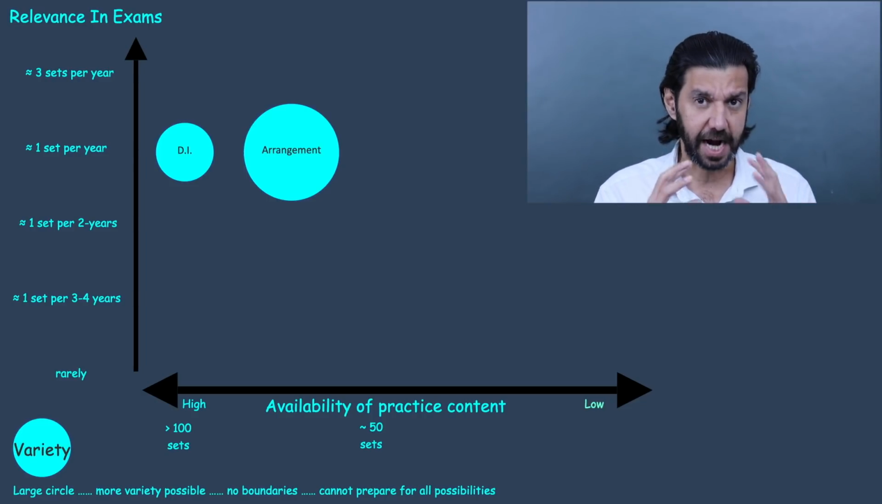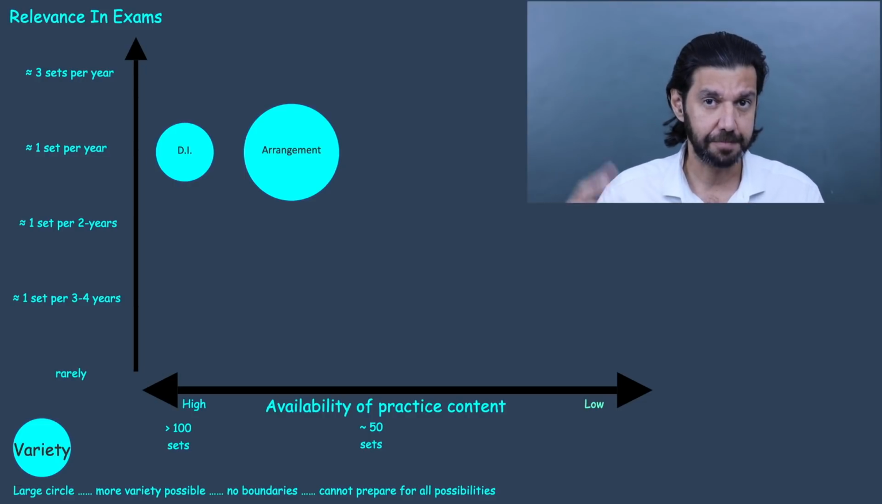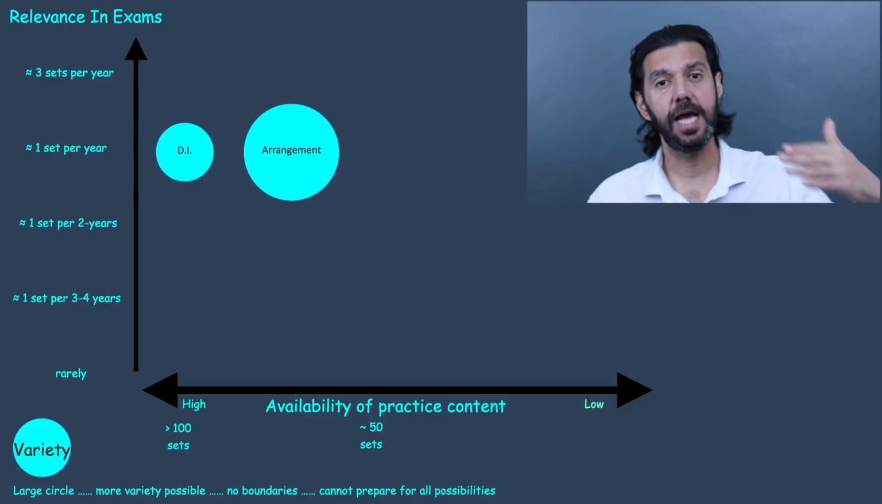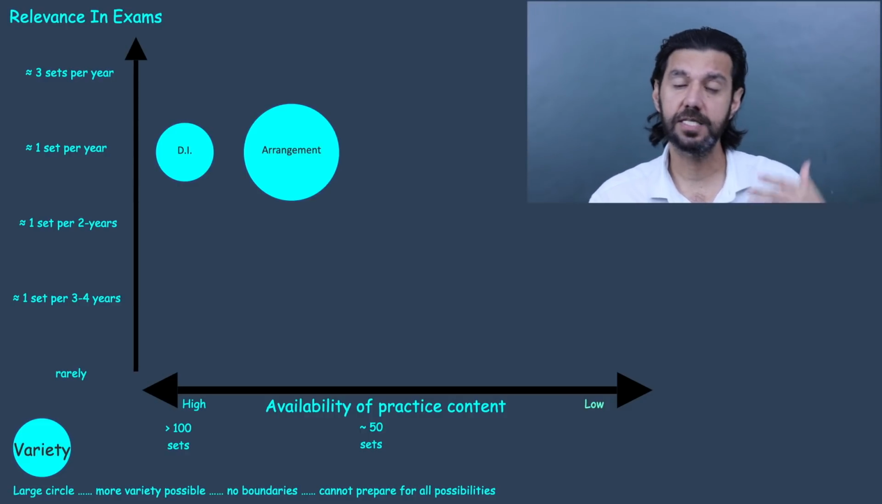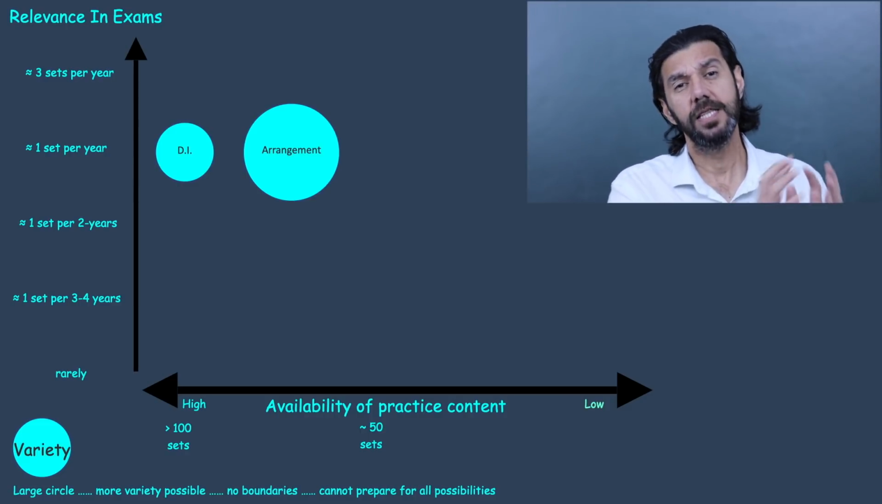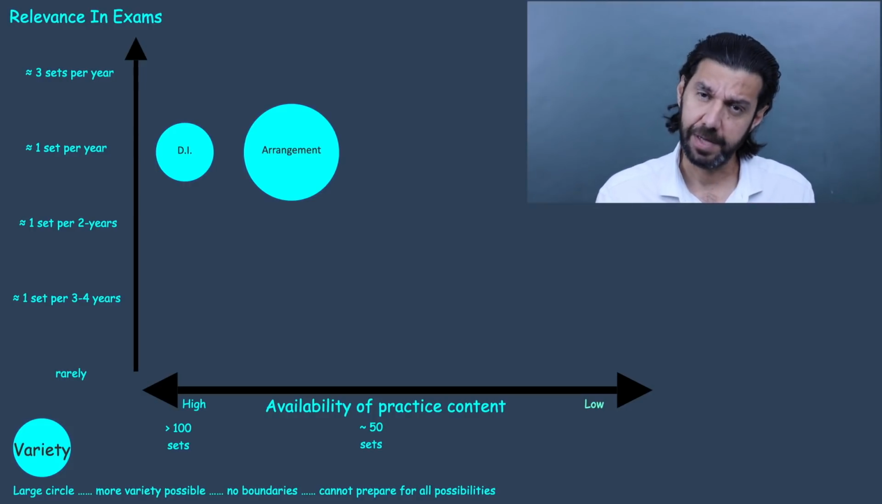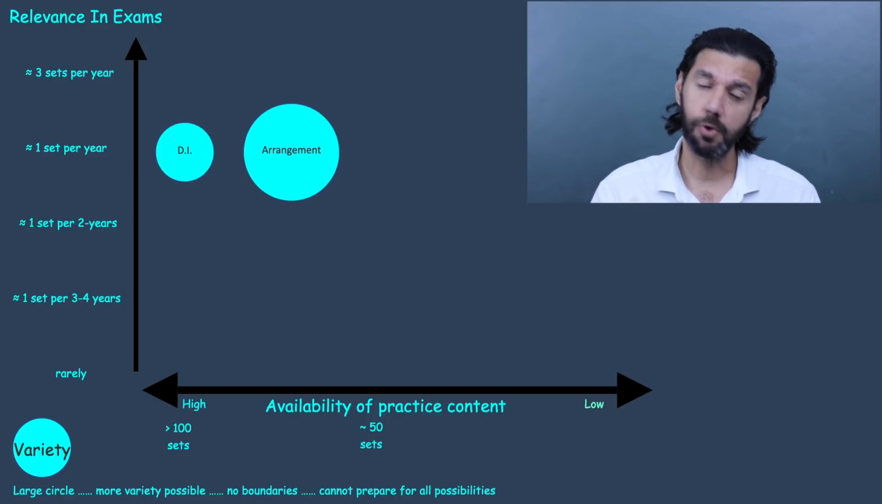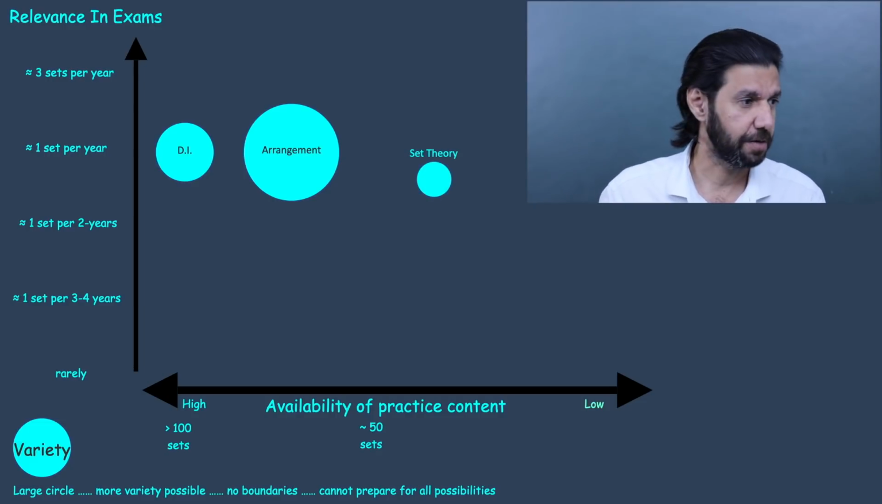Just keep in mind these attributes of the topic that will help us in preparing them later on. And how is the relevance? Pretty high. Yeah, you'll almost get one set every year. The content is decently well available. In fact, you can get 60, 70, 80 sets easily on any study material. And if you need more, there's more available on the internet. I will talk about them.